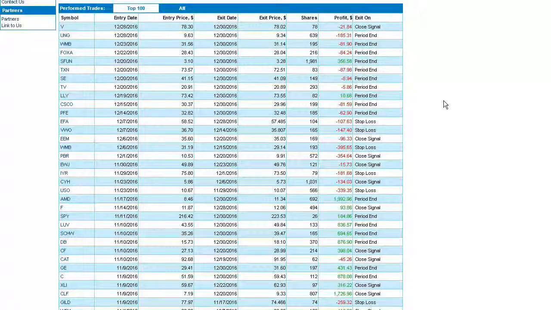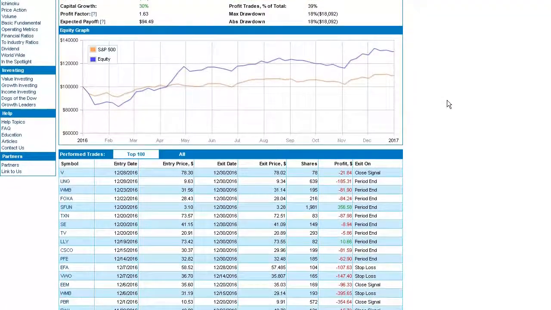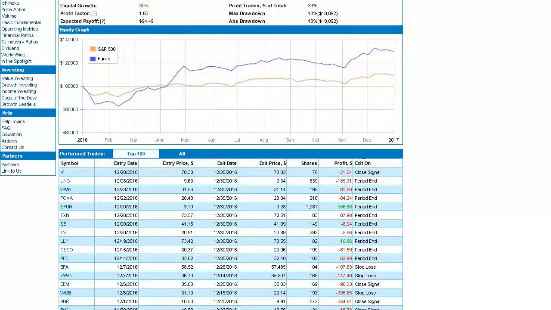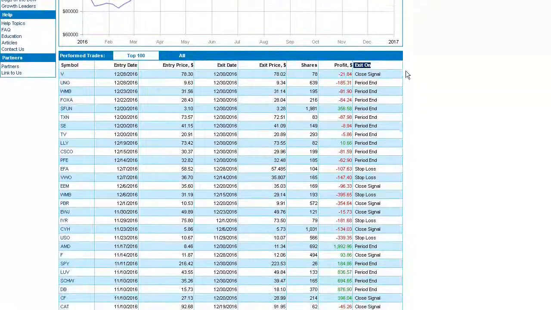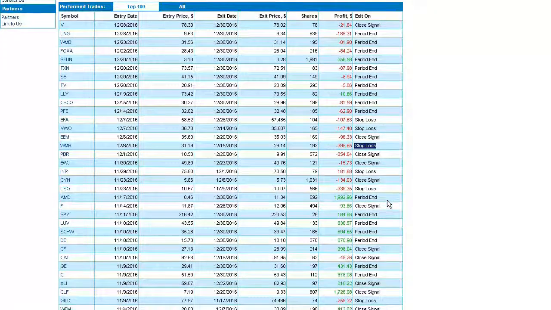Okay, here in this list of performed trades, we see the column indicating the reason a position was closed. Stop loss means we were stopped out. The position was closed to limit a loss.